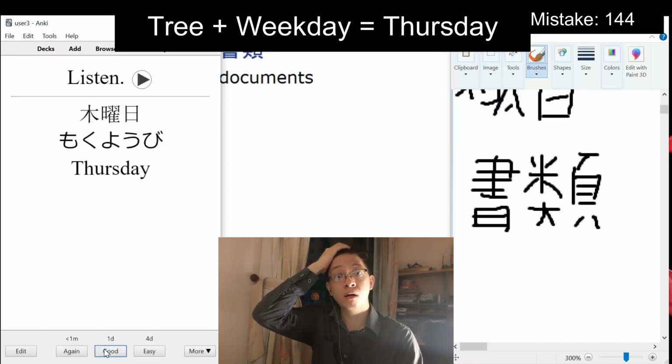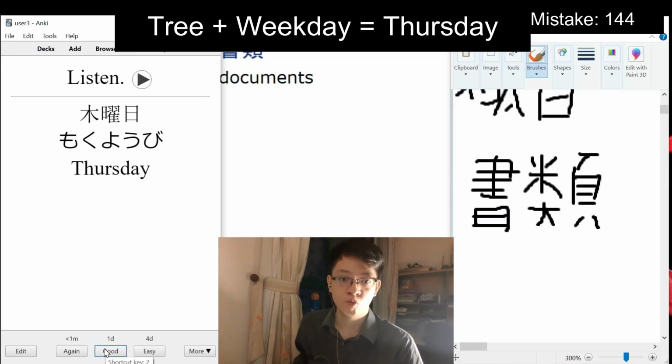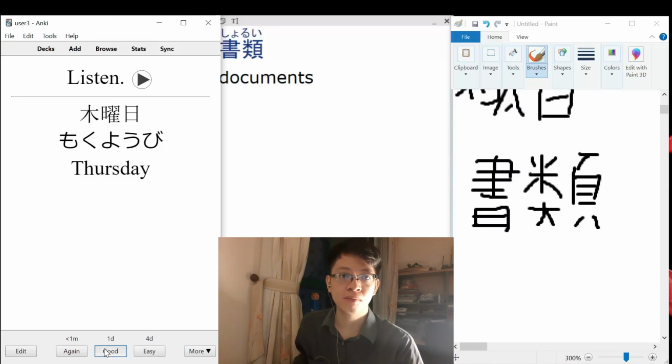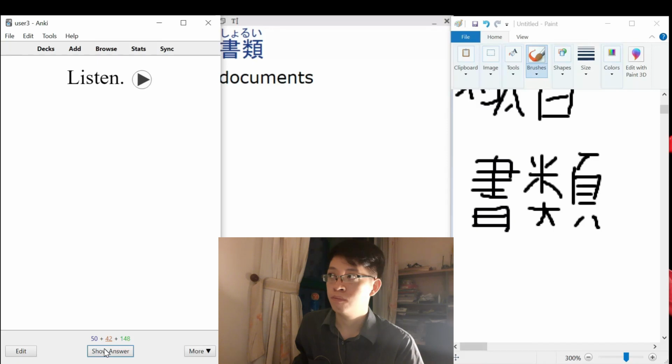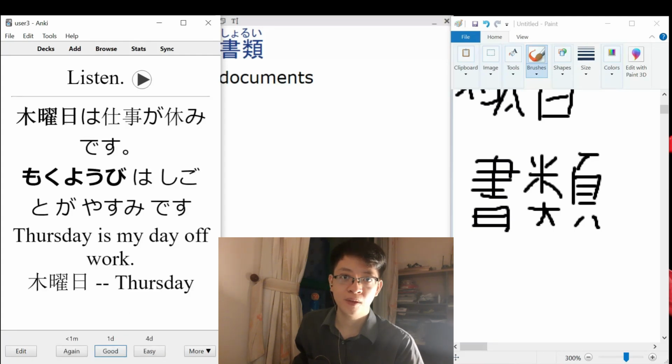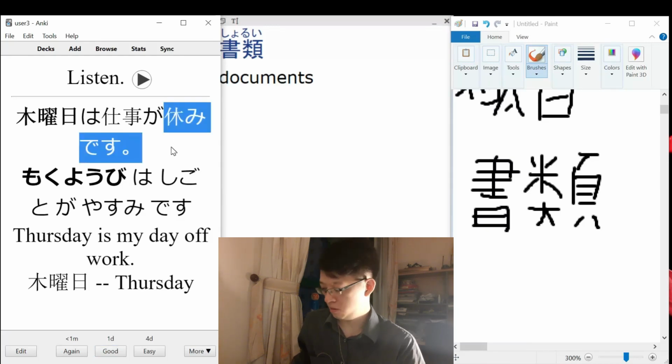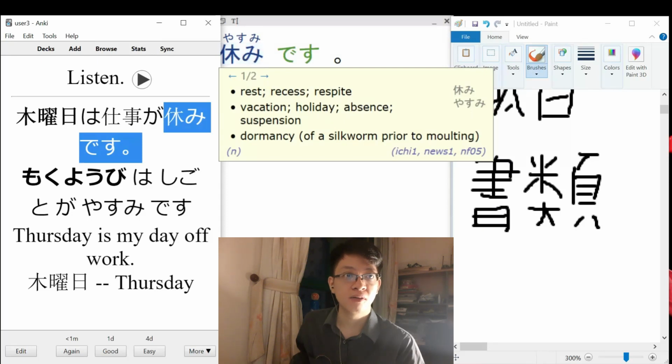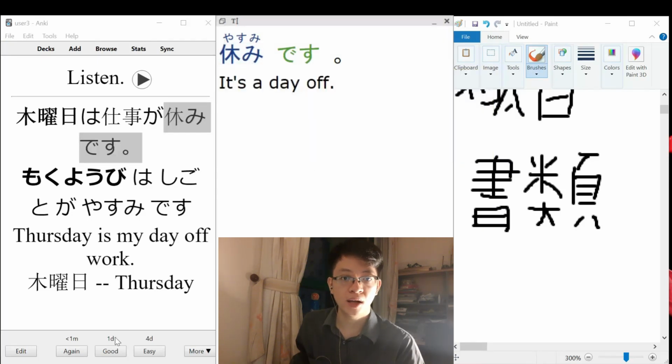Wednesday? Oh, okay, Thursday. Okay, so yeah, Thursday. That sucks, man. 木曜日は仕事が休みです. Okay, so Thursday I have a day off, a day of paid leave. Yeah. Okay. 木曜日は仕事が休みです. Okay. To rest, right? To rest. A day off. Okay. Rest, reset. Okay. Next.